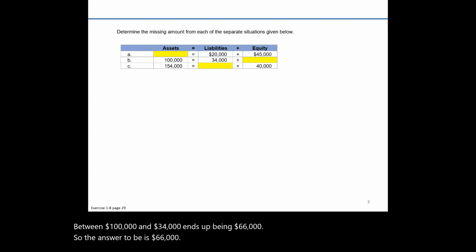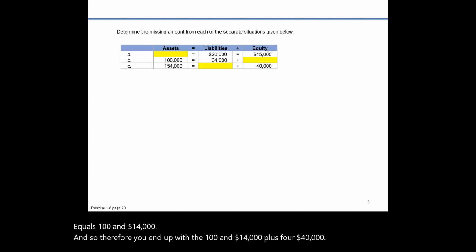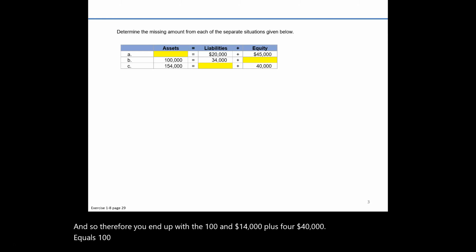In C, we know that there are $154,000 in assets and $40,000 in equity, and we're asked to solve for liabilities. So $154,000 minus $40,000 equals $114,000. And so therefore you end up with the $114,000 plus $40,000 equals $154,000.